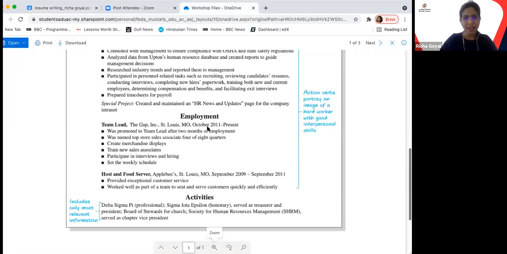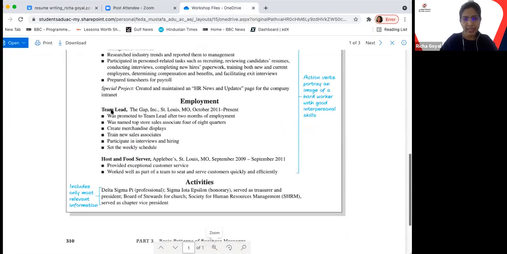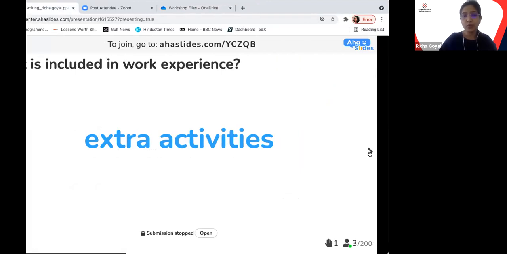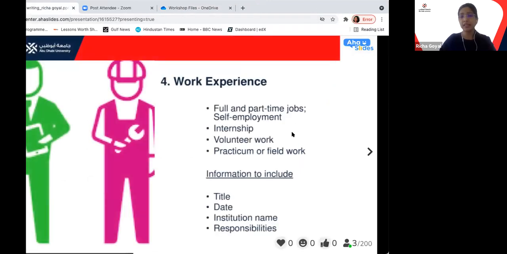What else? If you look here, you'll see the designation, you'll see the name of the company, city, date. So she started working in 2011 and she's working there till present. And what is this bulleted list? This is the role that she played, the responsibility she held, or her achievements in that job. All right. So your work experience will include these things.